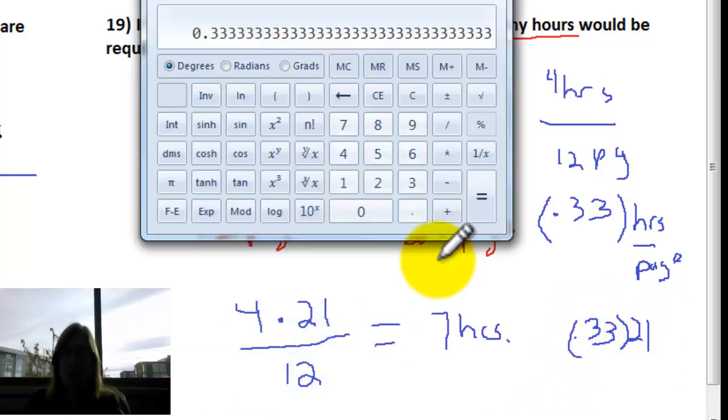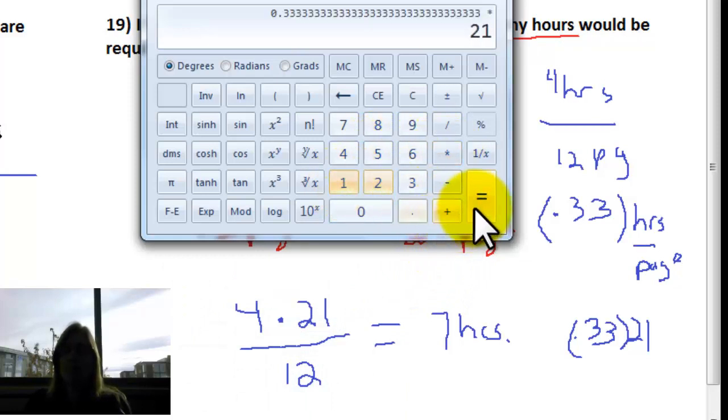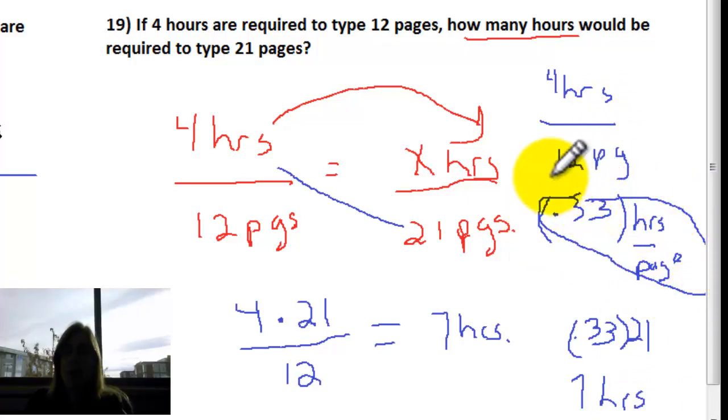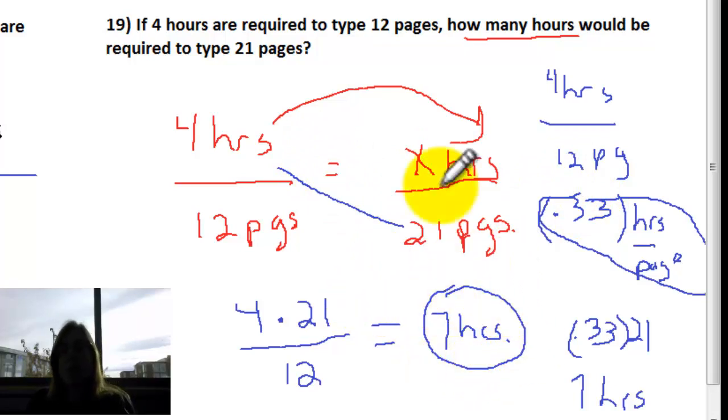So let's look at that. 0.33, we'll just leave that decimal there, times 21 is 7. So you still get 7 hours. So you can multiply by the unit rate, which is 0.33 hours per page, or you can just set up the proportion and that will also give you the 7 hours it takes to type 21 pages.